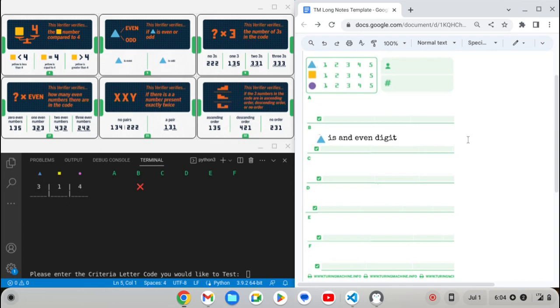Since it is an even digit, I can cross out all of the odds for triangle: 1, 3, and 5. Looking at the rest of the criteria cards, let me test criteria card E and see if there is a pair or there is not a pair. The Turing Machine responds that it does agree with my proposal. Notice that 314 uses all distinct digits, meaning there is no pair. Let me write that out in section E.